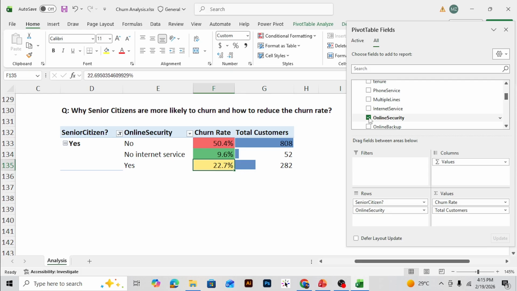Now let's remove the online security and bring back the online backup, and we can see a similar pattern: 614 customers are not using the online backup, and the churn rate is 52%, whereas those who are using the online backup have a churn rate of only 30%. So it is also a good service. We can provide this online backup to our existing customers.